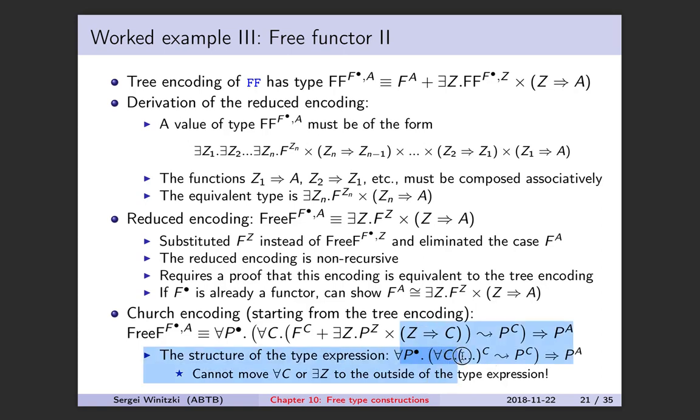So if you follow this structure, then this is going to be the entire expression for the church encoded free functor. Now this is starting from the tree encoding. We have a choice. What do we church encode? Do we church encode this, or do we church encode this? And there are going to be two different church encodings. So starting from the tree encoding, that's what we need to do.